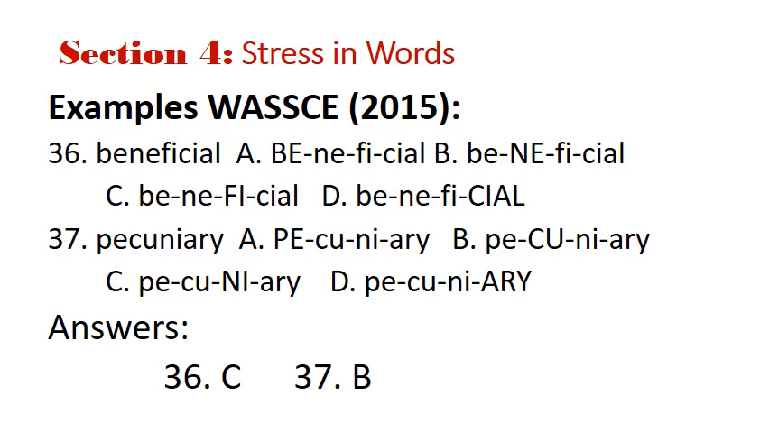For 37, pecuniary. That is the word given. Going by the breakdown of option A, we will take one pronunciation. For B, it would be another. For C, it would be another. For D, yet another. So in this instance, option B matches what is needed, and option B would be our answer.